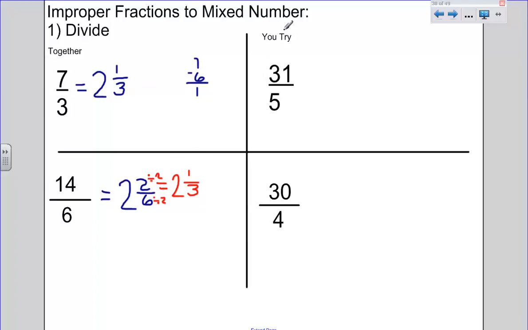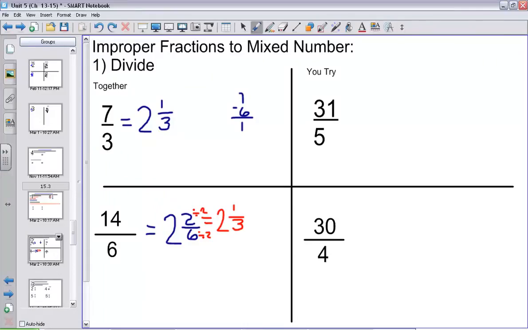Alright, now we're going to pause the video and you're going to do the you-try problem. So see if you can find the mixed number for the improper fraction of 31 over 5 and 30 over 4.